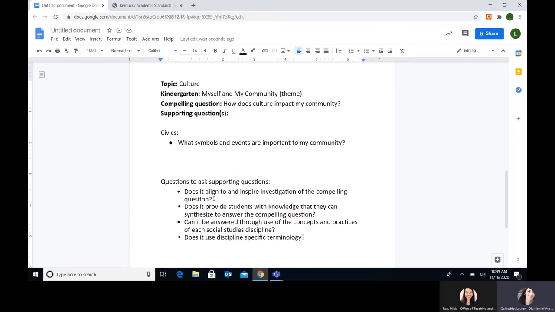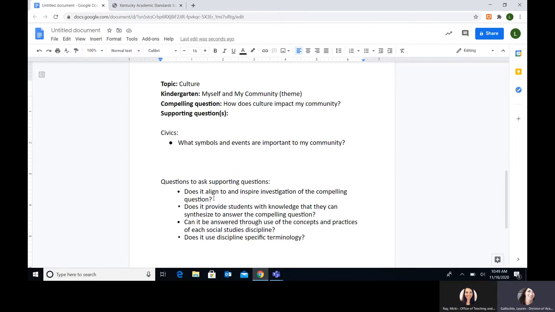I think so. I think understanding the symbols and events in your community, and understanding how they're a reflection of the culture of the community, is a huge component of understanding the culture of the community. Does it provide students with knowledge that they can synthesize to answer the compelling question? I think so. I kind of just went through that, right? This idea that they take the bigger and they get a larger understanding, right?